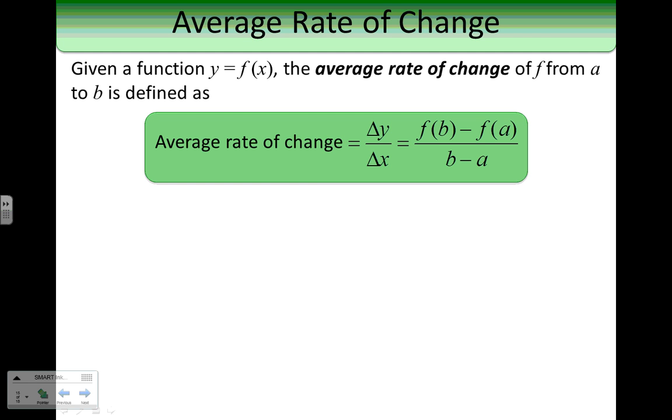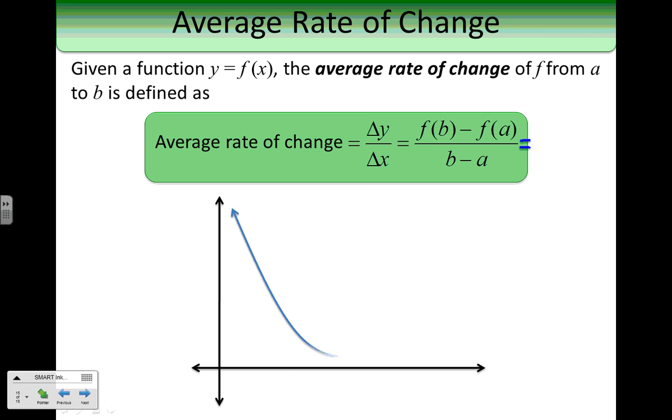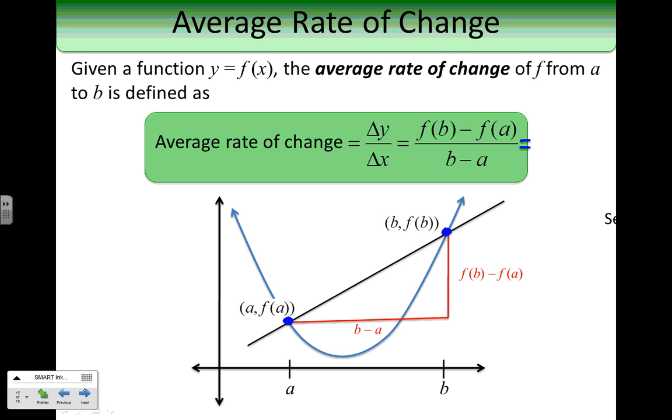Okay. Now, this looks really weird, but I want you to really think about what this looks like. All the average rate of change is the slope of a line. So let's bring up this picture here. I have this function, and if I want to find the average rate of change between this point here and this point here, all I am doing is finding the slope of the secant line that would connect them.